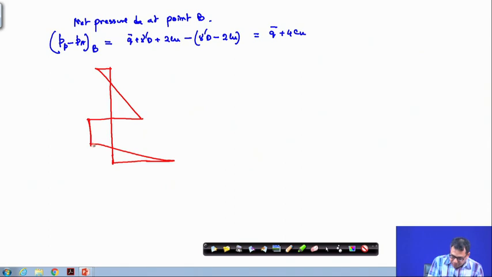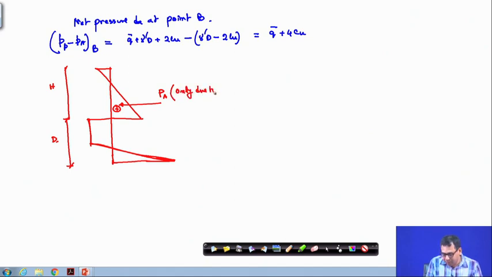This is the D value that we have to determine, and this is the H value which is known. We are taking P_A, the active earth pressure, and remember, as I mentioned, we will not consider this negative part. We will consider only the positive part during the calculation of P_A, so the calculation of P_A is only due to the positive pressure diagram.